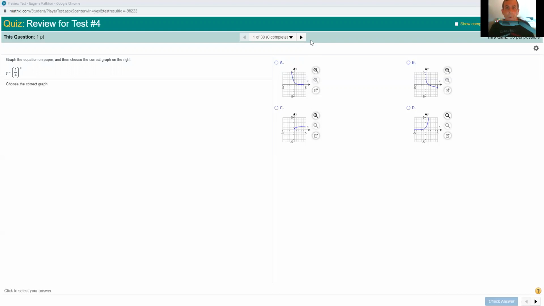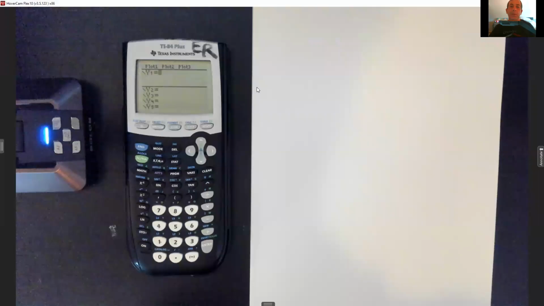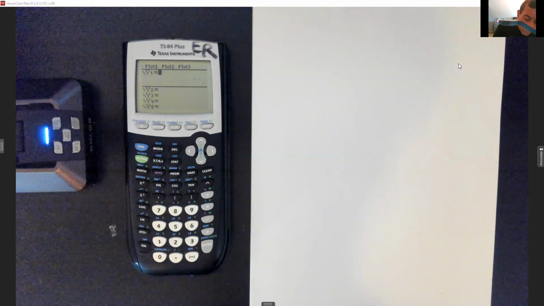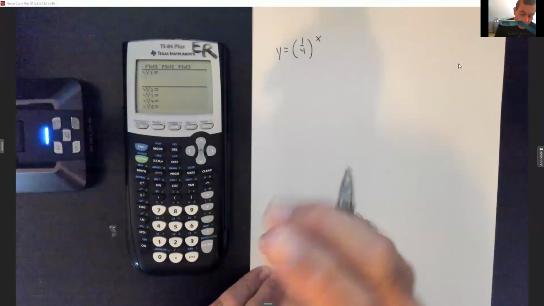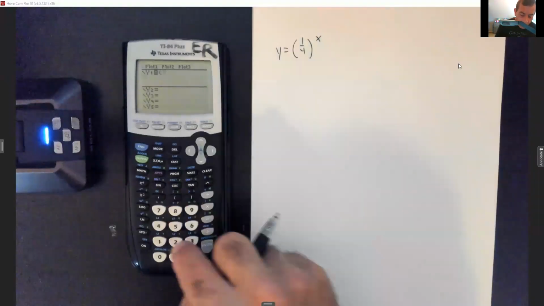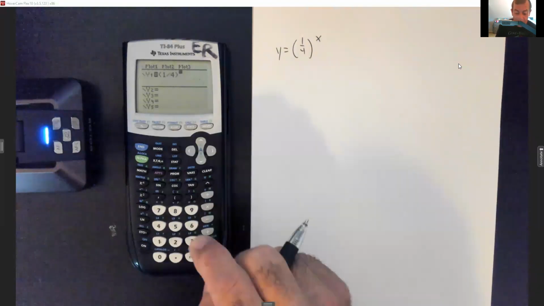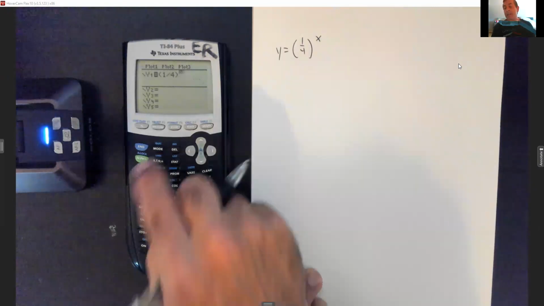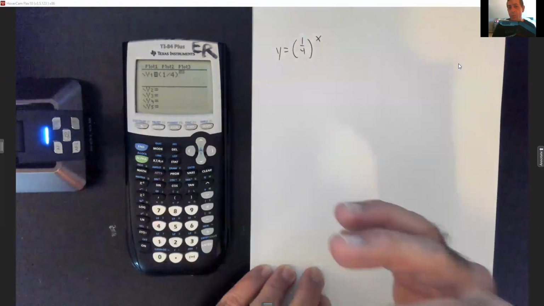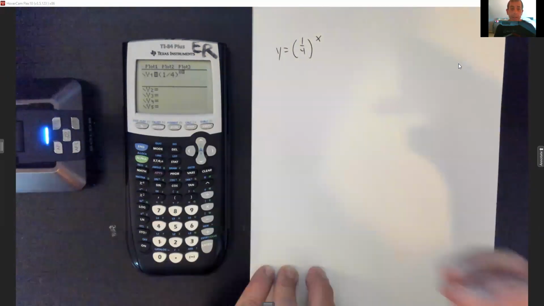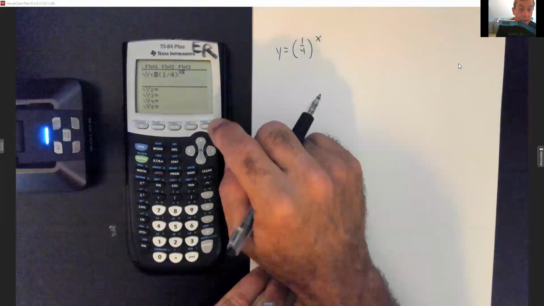So what I want to do is go to the actual screen, and let's do this one on paper, and then we'll come back and pick our picture. So my problem was y equals 1/4 to the x. So like I said, you would hit your parentheses, 1/4, close parentheses, use the arrow up key, put in your exponent, and then put in the x. So x is your variable on this one, and it's actually in the exponent spot, okay? So we can hit graph to see the picture.